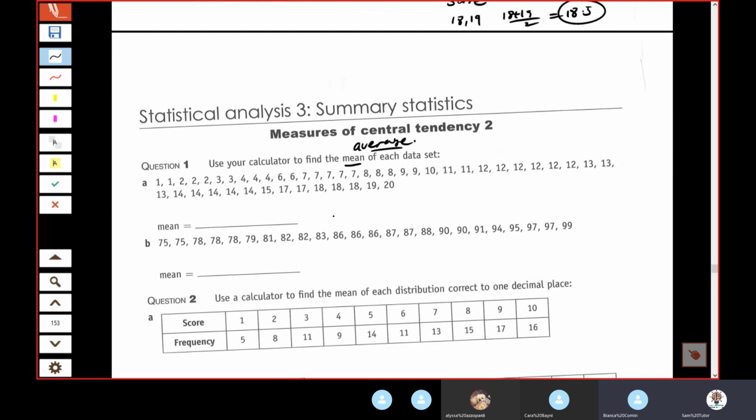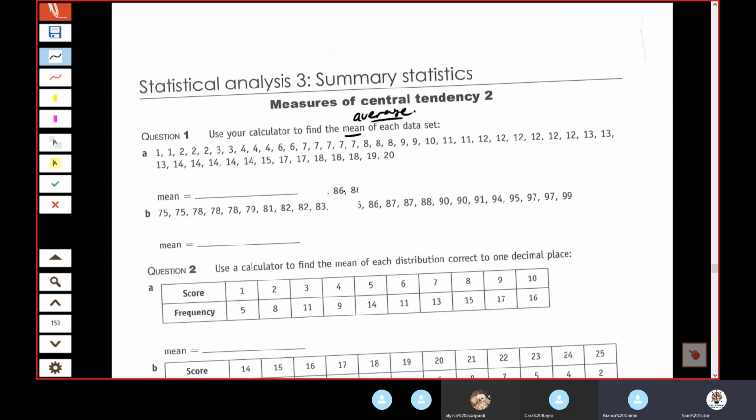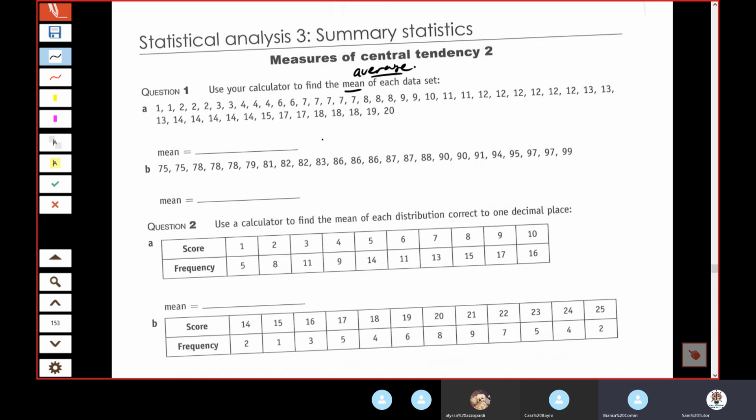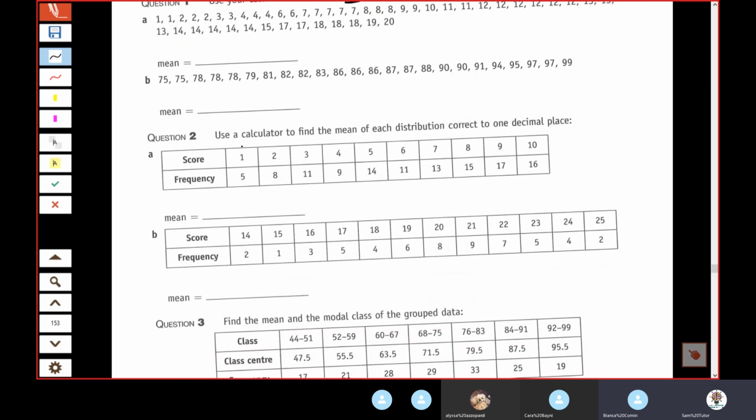I could show you on your calculator, but I'm sure that's an exercise your teachers can show you. And if you do have any issues putting it into your calculator, you let me know. I'll help you out. But there is a quick way for your calculators to do it. So right now, I don't think we need it, so I'm just going to skip it, unless we need it, then I'll do it. Use a calculator to find the mean of each distribution correct to 1 decimal place.